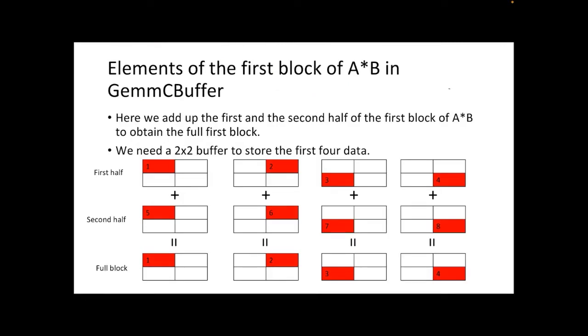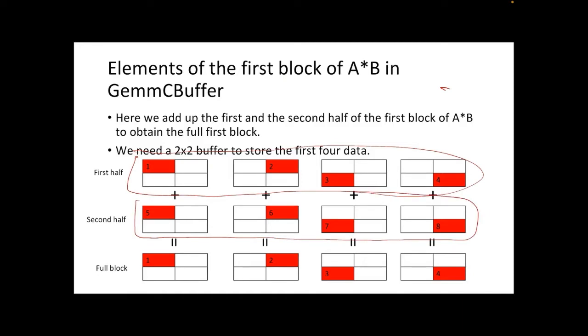Okay, so as you know, we write them out two times. The first time is the first half, so 1 to 4 is the first half, and then 5 to 8 is the second half. So what we need to do is store them in a local buffer and wait for the second half. And once the second half arrives, we just add them up. And once we add them up, we write it to the output string from the local buffer.